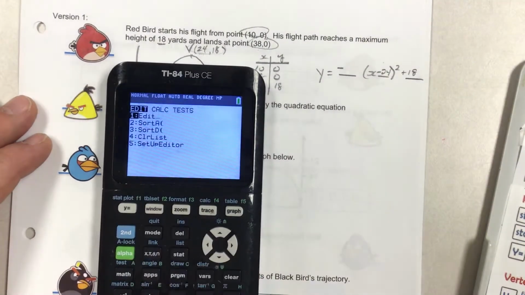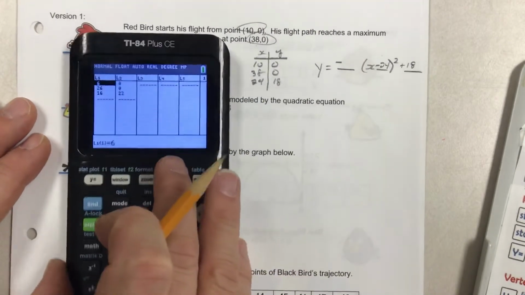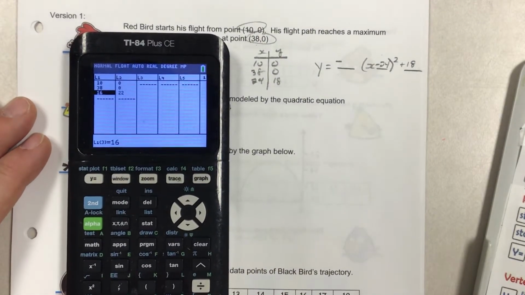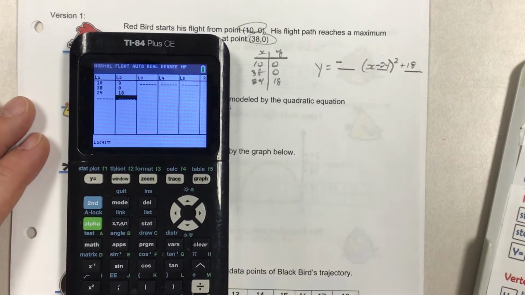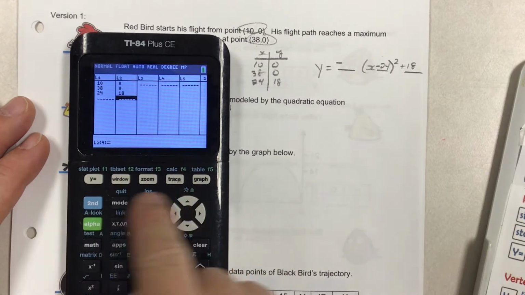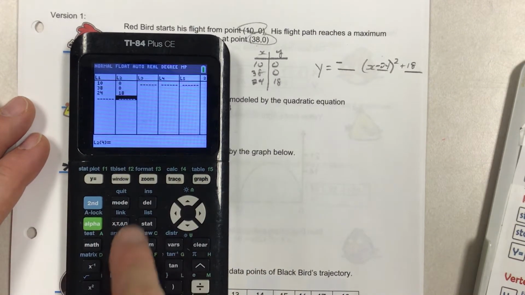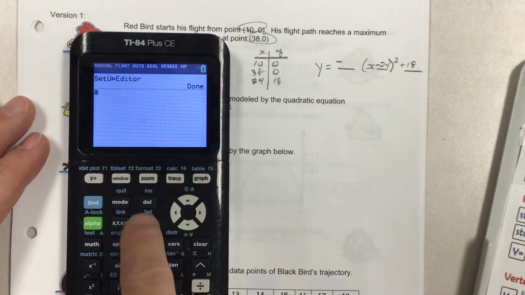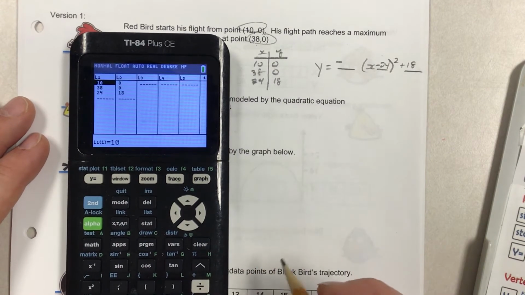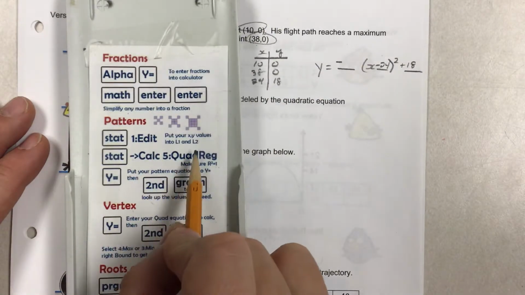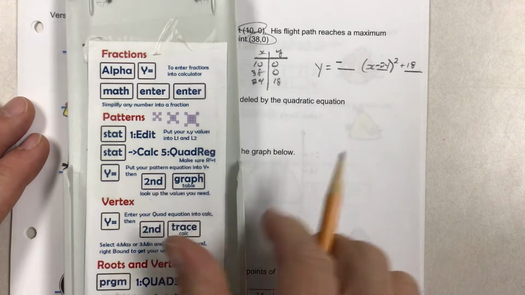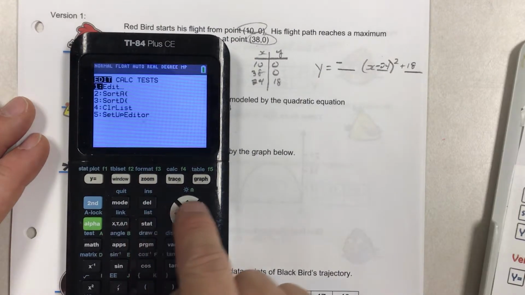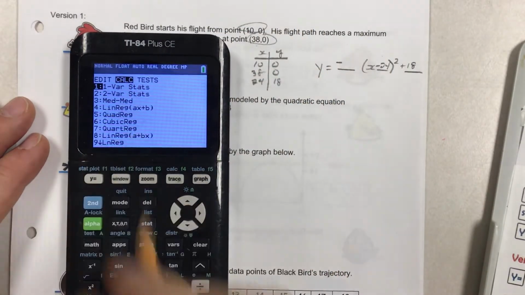So what do we do? Stat, edit. And we put in 10, 38, 24 for L1, and 0, 0, and 18 for L2. If you don't have an L1 and L2, let me know, but you have to set up your editor, number 5, and then it'll be there. Once you have that, then stat, calculate, number 5, quadratic. These are all quadratic equations, so stat, scroll over to calculate, down to number 5, quadratic.